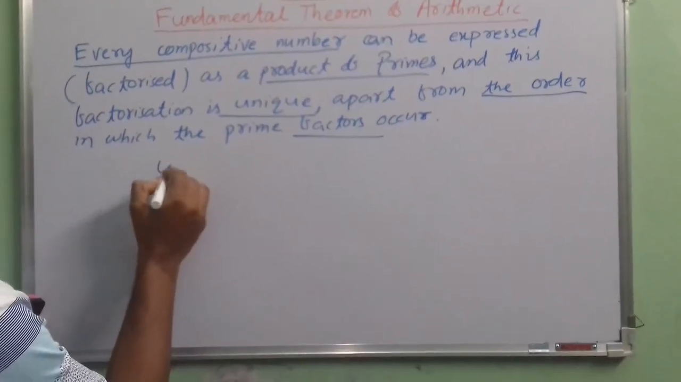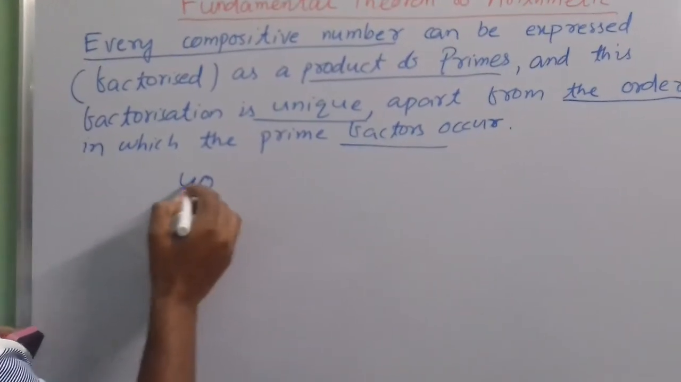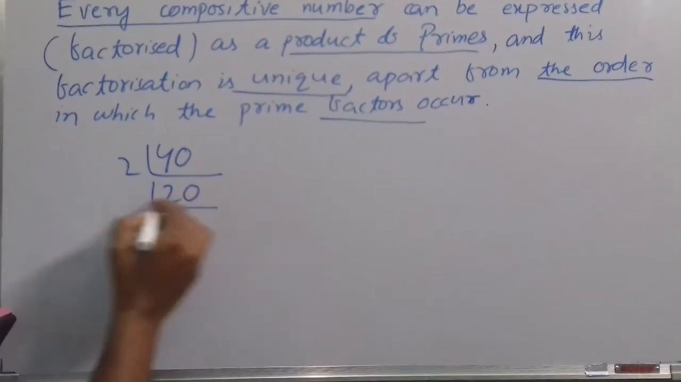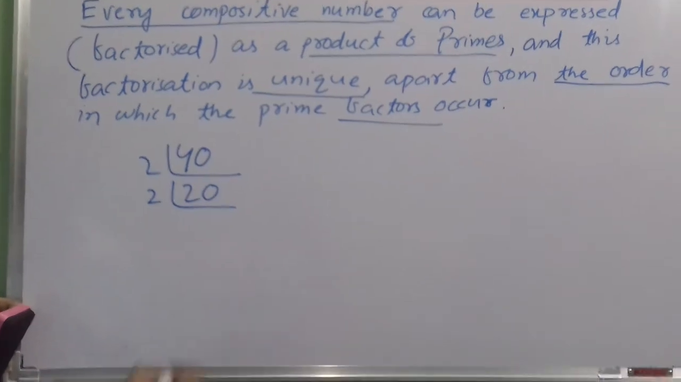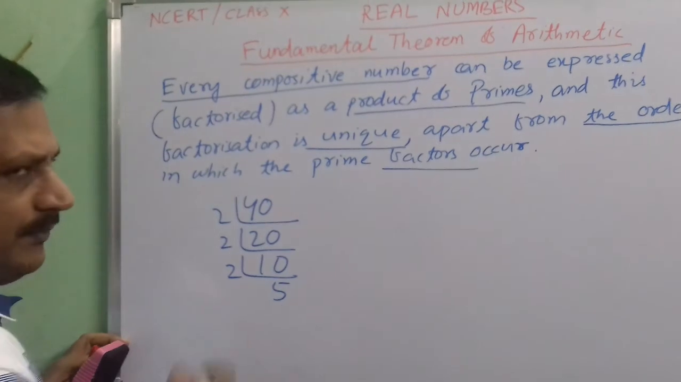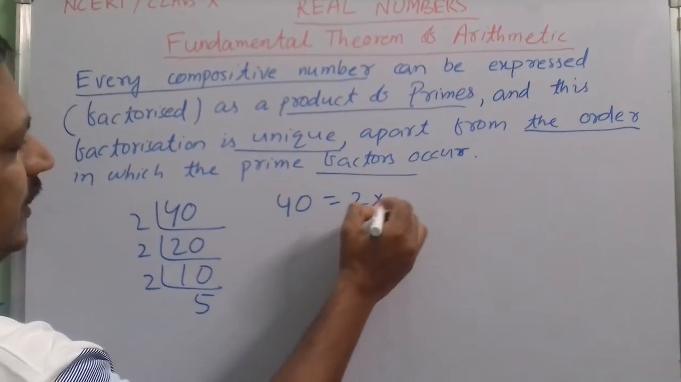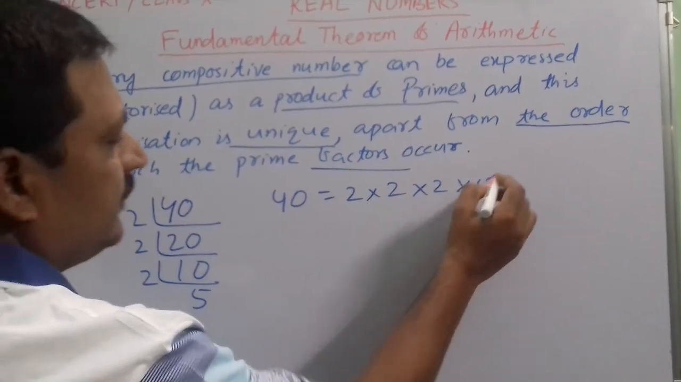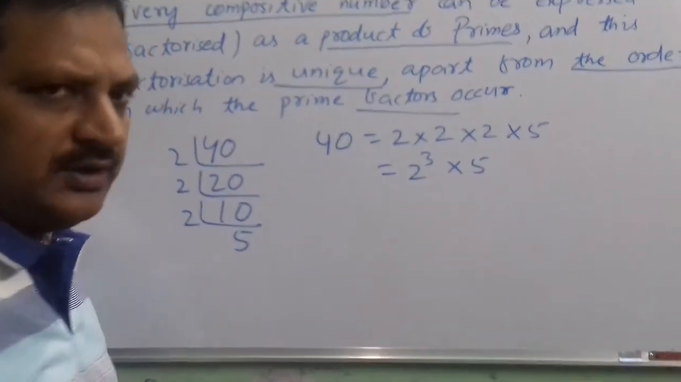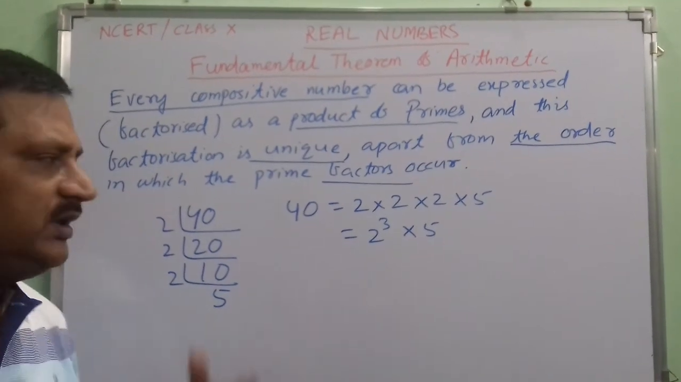Let's take 40. Now if we factorize 40, what do we have? We can get 2, then we have 20 here, so again we can take 2, so it will be 10, then again 2, so we have 5 here. That means 40 can be written as 2 into 2 into 2 into 5. That means it can be written as 2 cube into 5. So this is about factorization and how we can express 40.